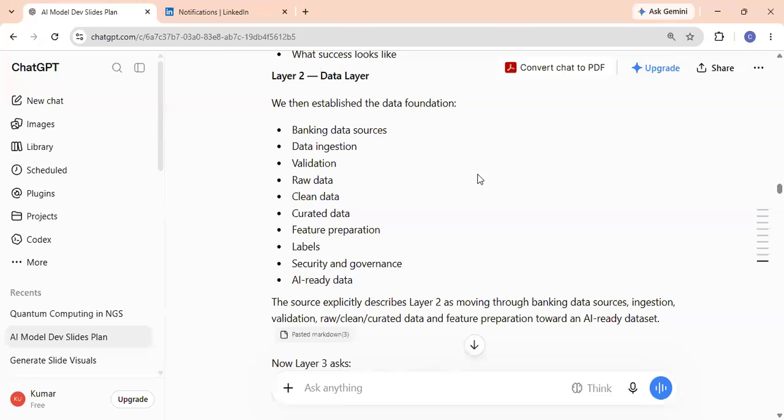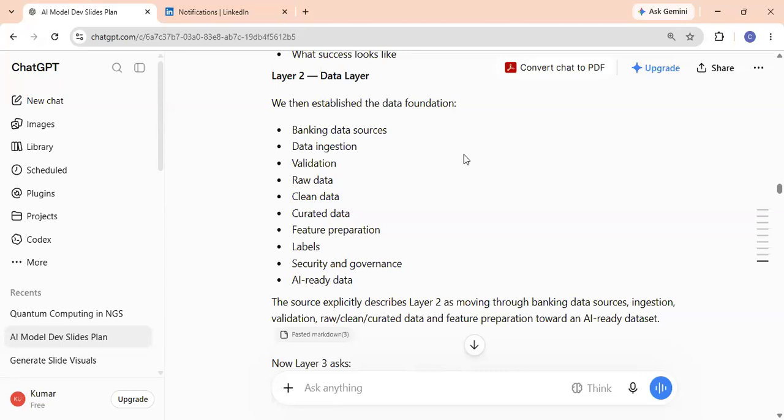Then the data layer. We then established the data foundation, banking data sources. Yes, you came up with some data architecture. Then there you also identified data ingestion, with real-time and batch processing. Then validation, we discussed it. Then raw data, clean data, curated data. What are the differences between these three? We identified it in your solution demo.